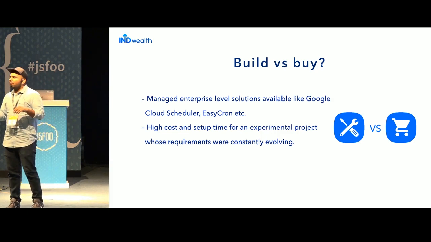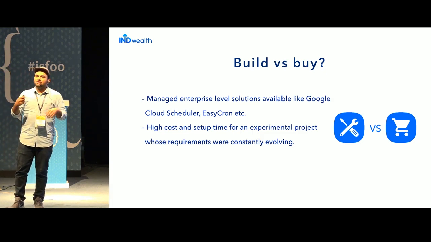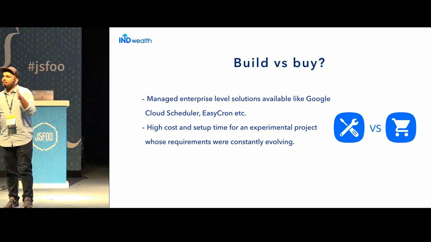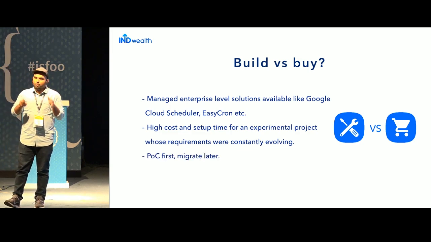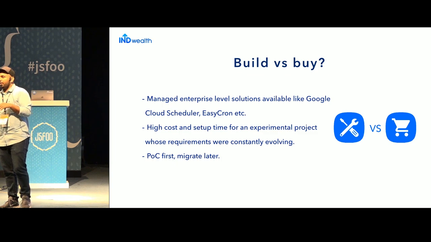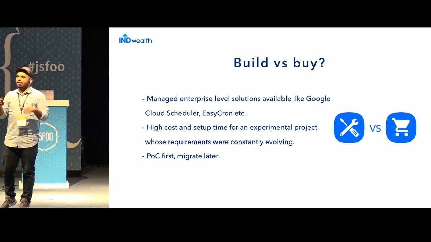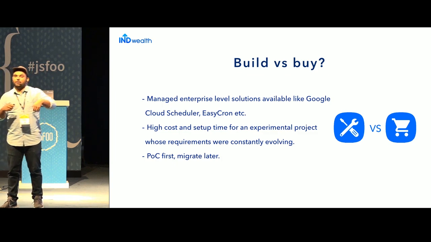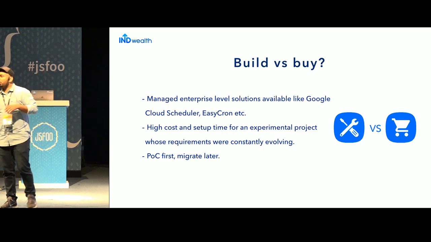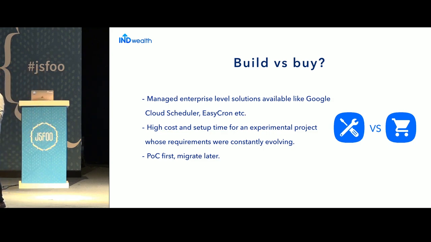Since the requirements were constantly changing for the project, we were not sure by the time we'd set up whether the requirements would remain the same or not. So we wanted to build a POC first, that would allow us to validate what the problem was, whether the solution worked for us or not. And when we were sure about that, we could probably migrate to a managed solution later, right? But we wanted to build a POC first so that we can iterate quickly and not spend too much time dealing with a third-party solution.